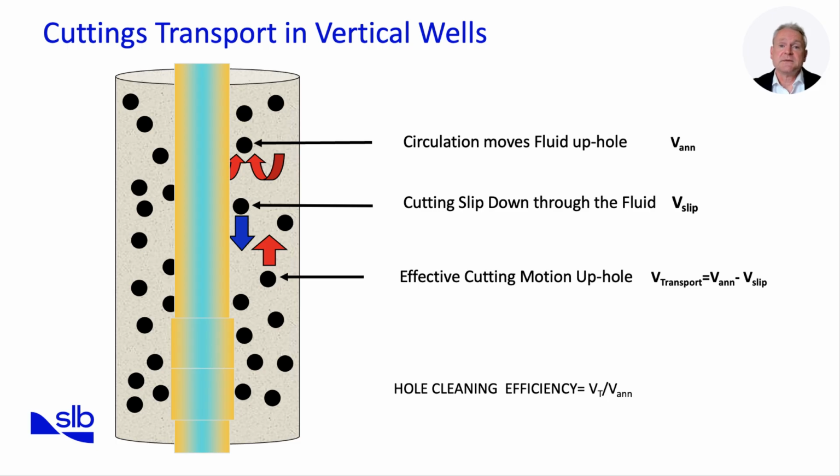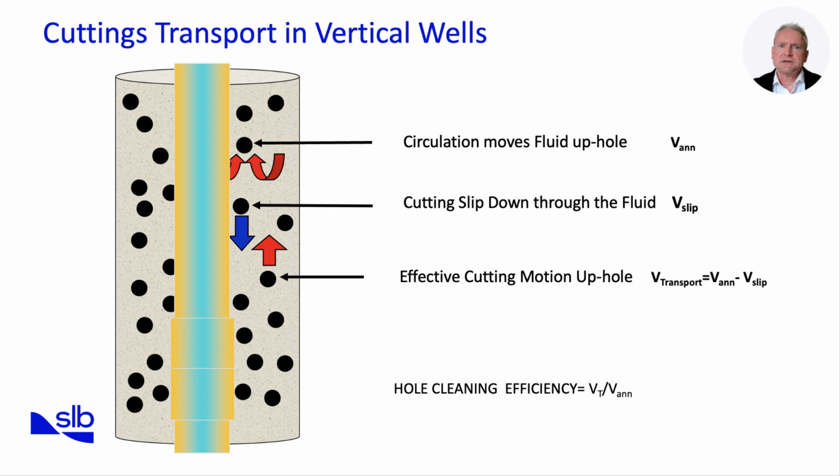The key concept is the relationship between annular velocity and the slip velocity of cuttings, known as V-slip. Cuttings naturally tend to fall under gravity, and this downward movement is defined as slip velocity. The effective transport velocity is expressed as V-transport equals Va minus V-slip. If annular velocity is greater than slip velocity, cuttings are transported effectively to surface. If not, they settle back toward the bit.